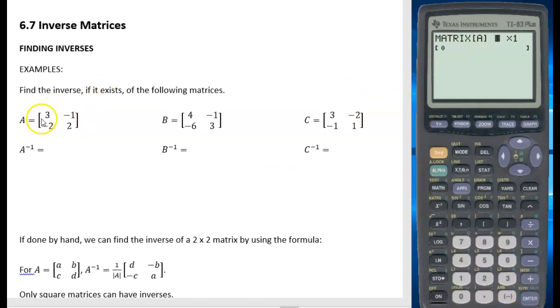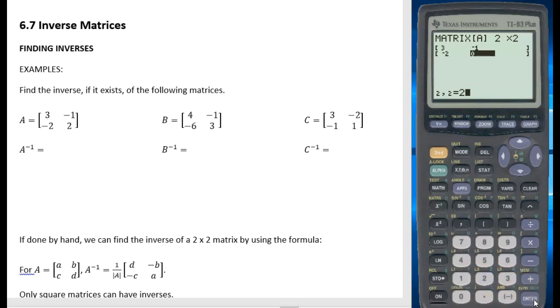If I take a look at A over here, on the left-hand side, I have 2 rows and 2 columns, actually for A, B, and C. So I'm going to make A, B, and C all 2 by 2s. I'm just going to push 2, enter, 2, enter. Next, I want to insert the entries of each of the matrices row by row. So I have 3, enter, negative 1, enter, negative 2, enter, 2. Make sure you still push enter after the last one.